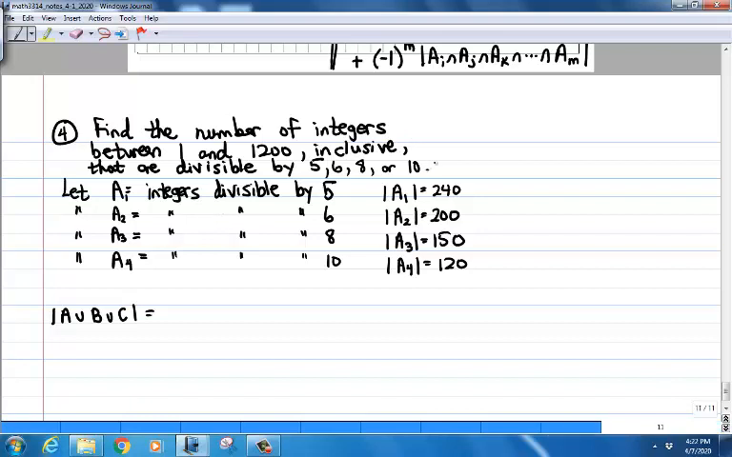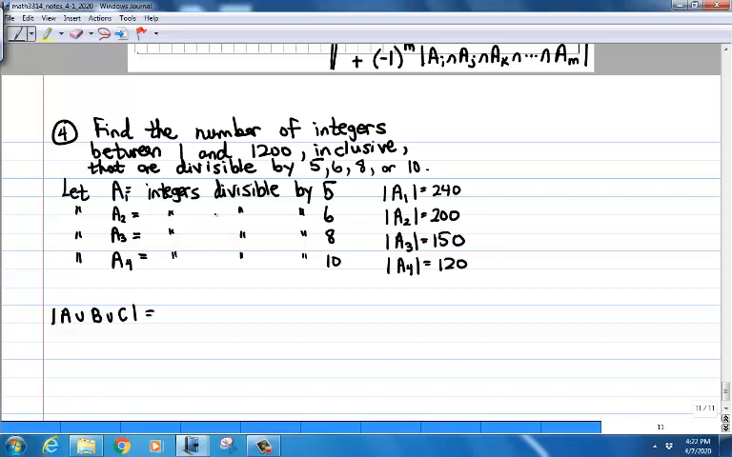So very similar to that earlier example. Just like in that earlier example, I'm going to create some sets, but in this case, I'm going to create 4 sets. I'm going to let A sub 1 be the integers divisible by 5. And remember, we know how to count that. Since every fifth integer from 1 to 1200 is divisible by 5, we can just take 1200 divided by 5 and you get 240. So the number of integers divisible by 5 is 240.